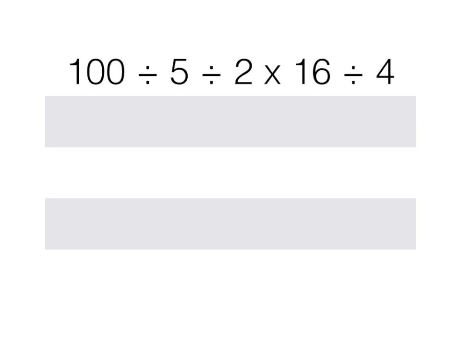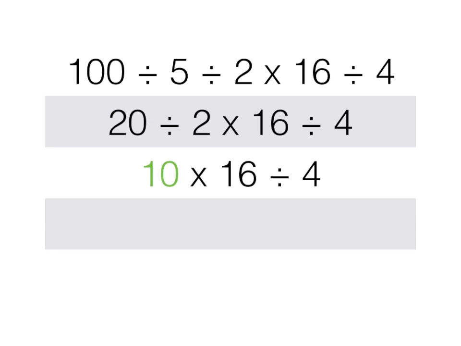So, as we've seen, multiply and divide as we find them from left to right. First, 100 divided by 5. That's 20. Then we do 20 divided by 2. Half of 20 is 10. Multiply that by 16, and we get 160. Divide that by 4, and we get 40. And you can check that, as I said, if you would like.